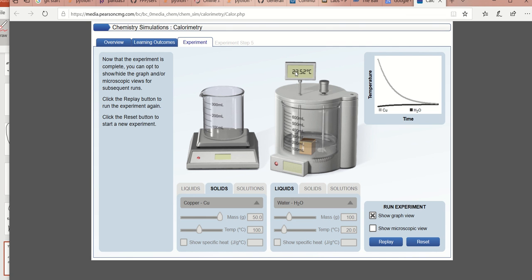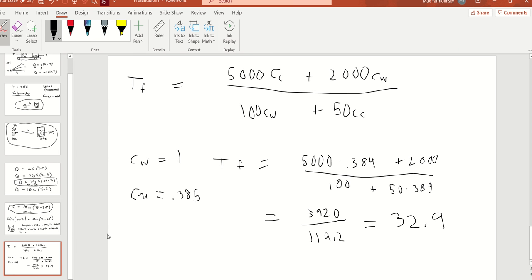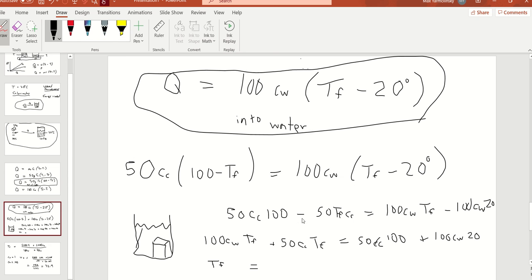Okay, according to the experiment, the final temperature should be 23.5 degrees. So clearly I made a mistake. Let me just go back where I think I made a mistake here. Let's just combine things correctly. Let's see, we have 50 TF goes with 100. 100 this plus 50, that's fine.